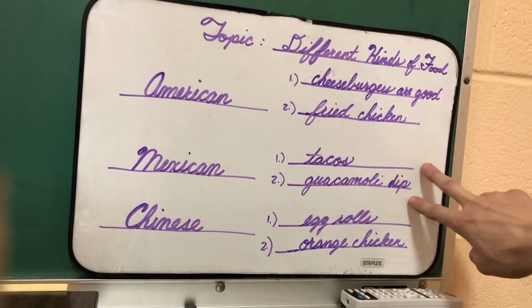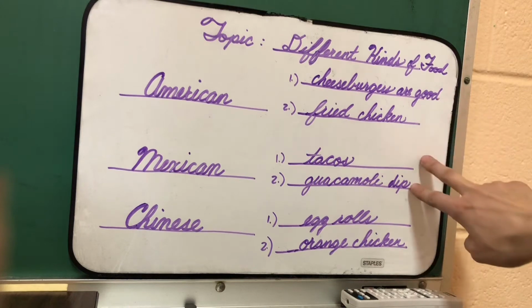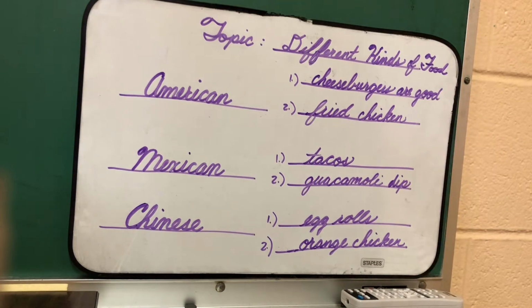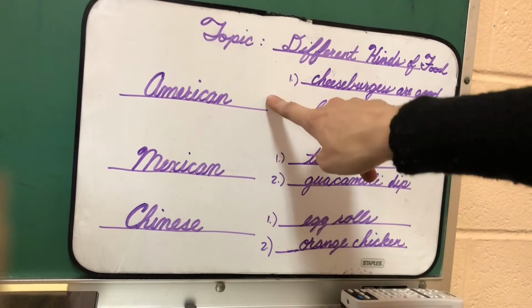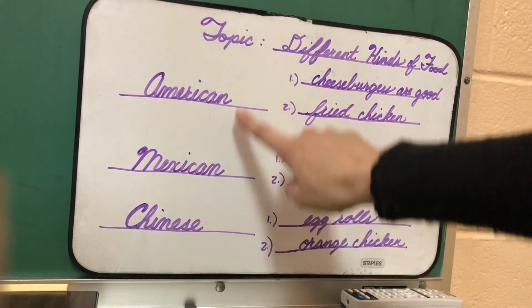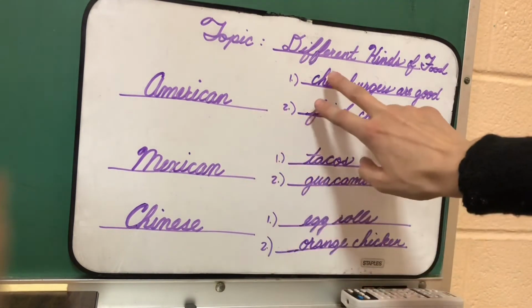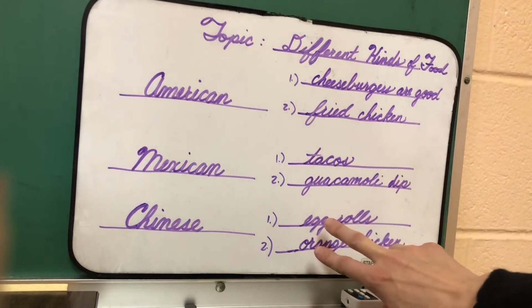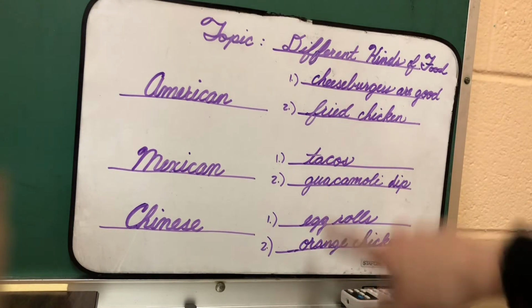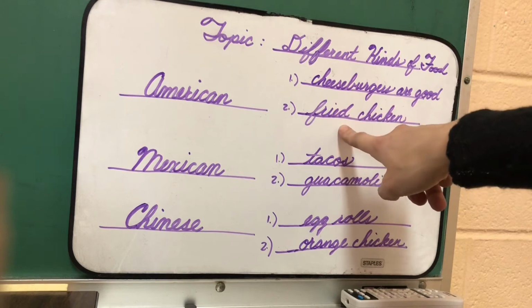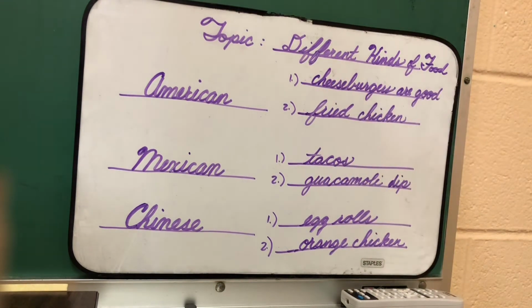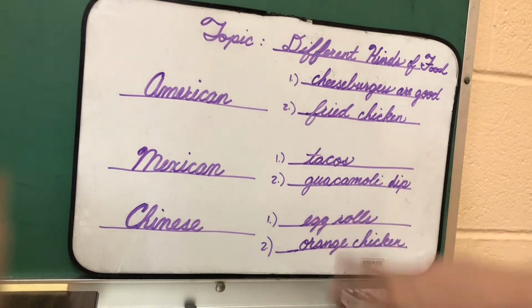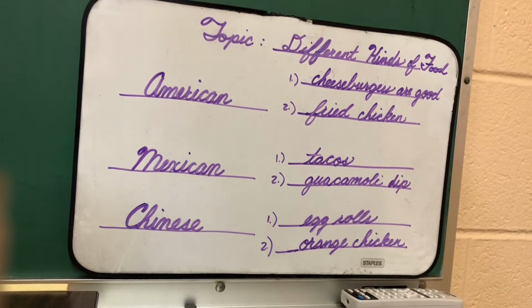Under these 2 items per idea, you can come up with your own favorite foods for American, Mexican, and Chinese. So keep these 3 the same, but these 2 you can make your own. You don't have to include cheeseburgers or fried chicken. You can choose 2 different American foods. You could choose 2 different Mexican foods or 2 different Chinese foods. Feel free to pause the video if you need more time to jot down these ideas.